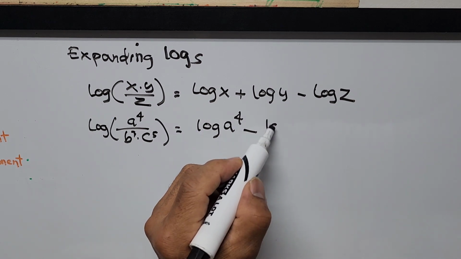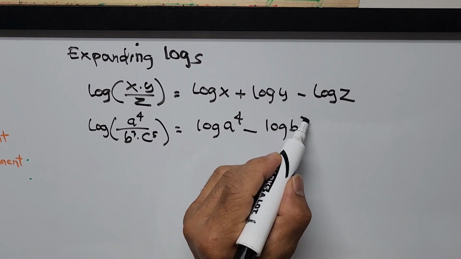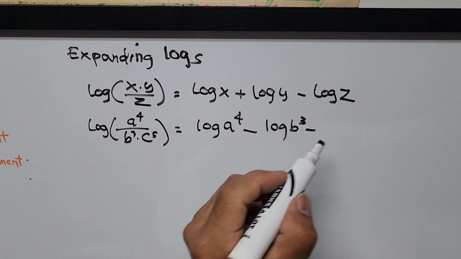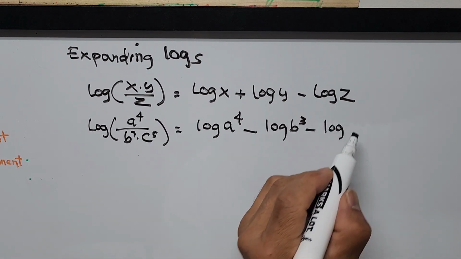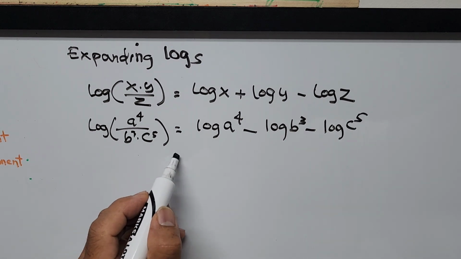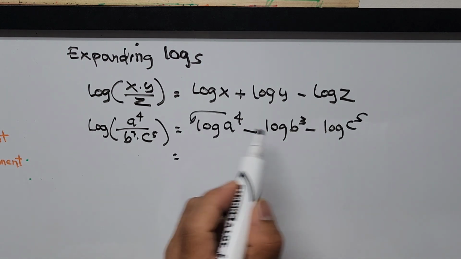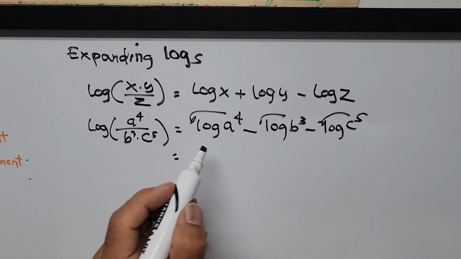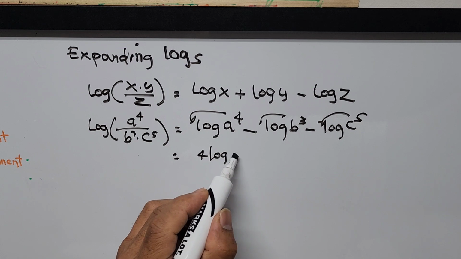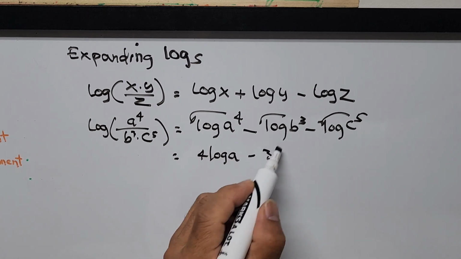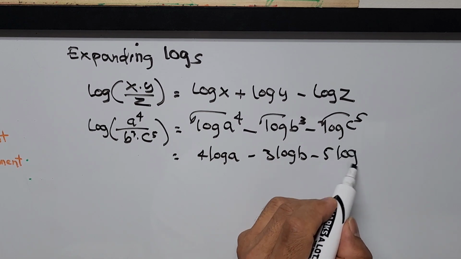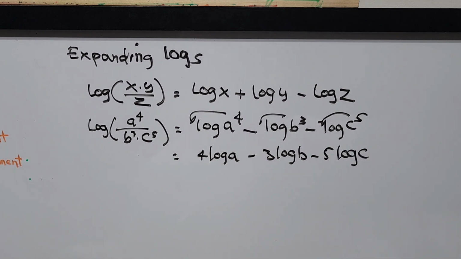So that is minus log of b cubed. And another one, c to the fifth, that's minus again. So it's log of c to the fifth. And here, putting the exponent to the front, right? So that's the logarithm power rule. So this is 4 log of a minus 3 log of b minus 5 log of c. So that's how we expand this log expression.